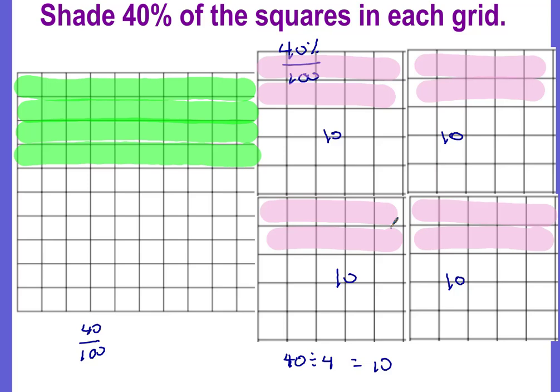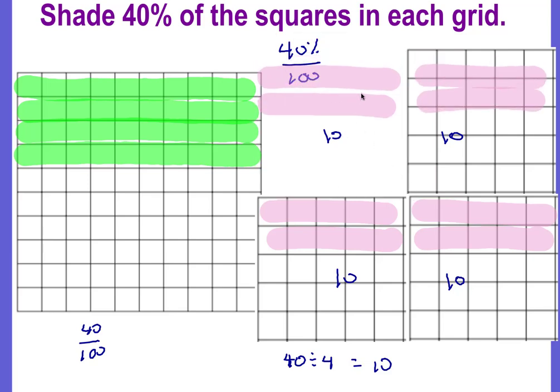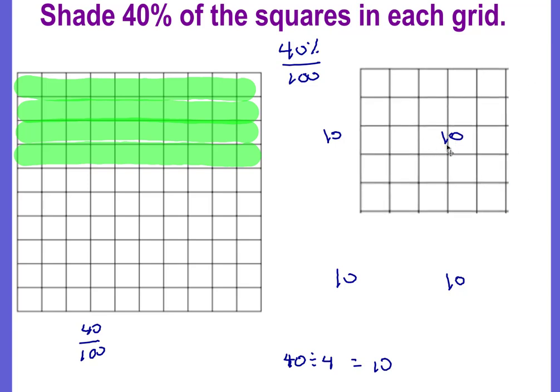But I only want one grid. I don't want all 4 grids. So how many would you shade in just one grid? You would shade 10. There's got to be an easier way, right? There is. So let's go ahead and delete all of this and go back to the original. We can go back and use our proportion.